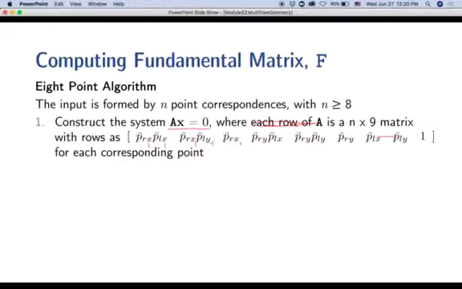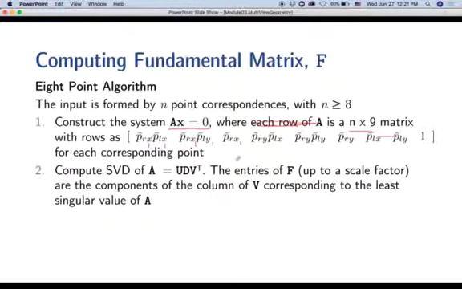Okay, is that clear? So what we do is we first construct this A matrix, which is an n by 9 matrix, from the point correspondences. I just have to take my point correspondences, arrange them like this into an n by 9 matrix. And then now what I'm going to do next? Because I want to find the null vector, I can do SVD on A. So I'll compute SVD of A, which will be U D V transpose. Because I want the right null vector, I will take the column of V, or the row of V transpose, that corresponds to the least singular value of A.